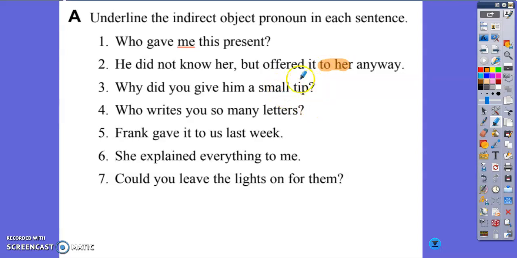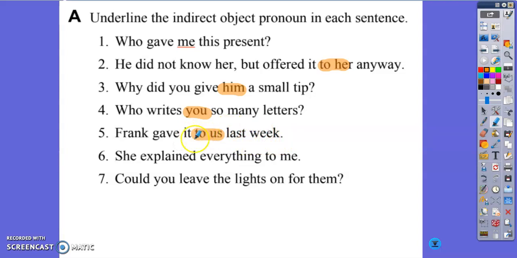Number 3. Why did you give him a small tip? So he gave a small tip to who? To him. Who writes you so many letters? So the letters are written to who? To you. Frank gave it to us last week. So he gave it to who?